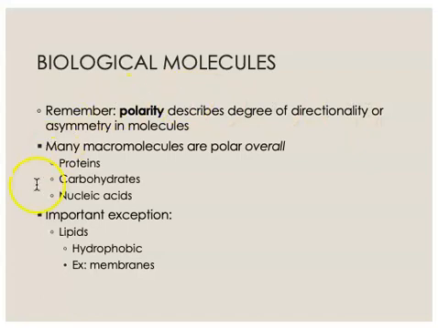It turns out that when we look at our 4 macromolecules, several of them are polar, at least overall. Proteins, for example, tend to be polar overall. In other words, they tend to have more polar regions than nonpolar regions. Some proteins, though, are truly amphipathic. Remember, when we use that word, we're saying that the molecule has both polar and nonpolar chemistry. Carbohydrates also tend to be polar overall, as do the nucleic acids.